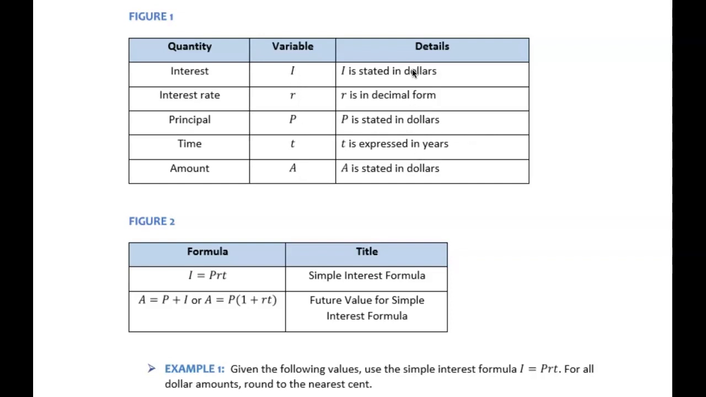And here are details. Interest is stated in dollars. R, the interest rate, is given in decimal form. P, the principal, is stated in dollars. T is expressed in years. And the amount is stated in dollars.